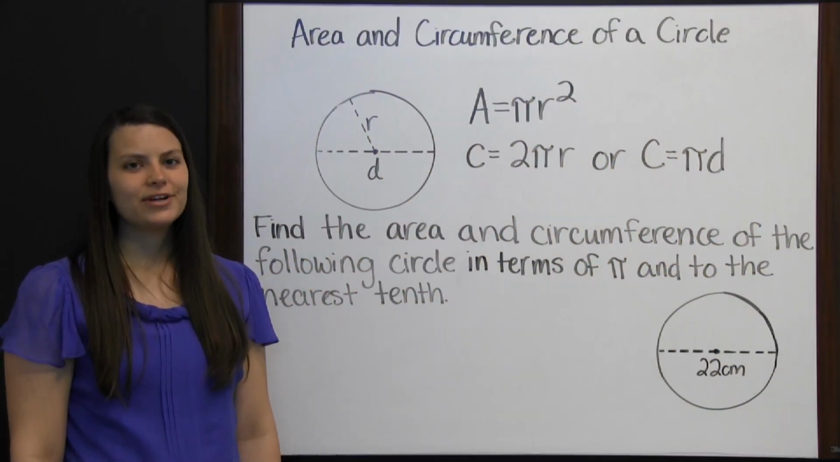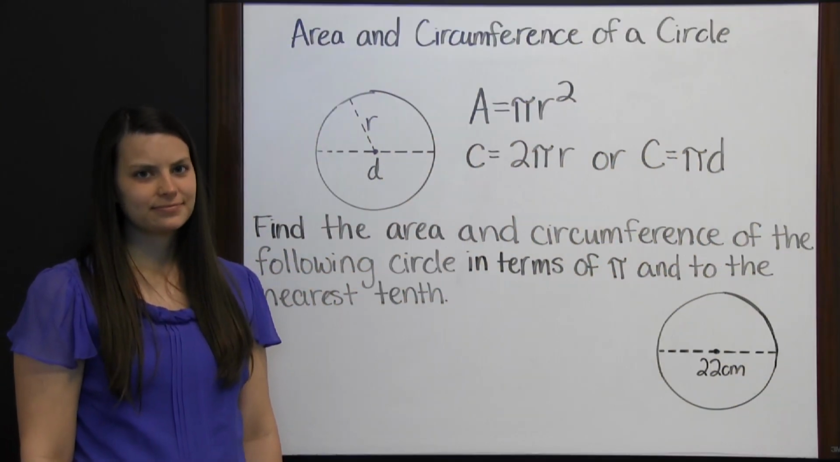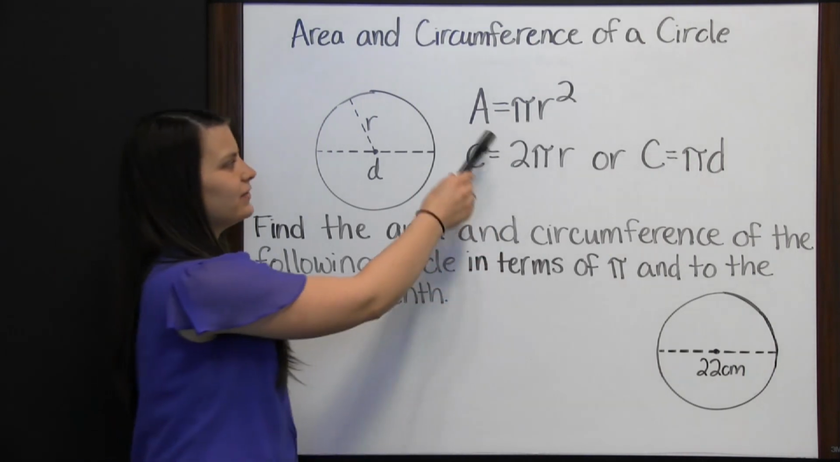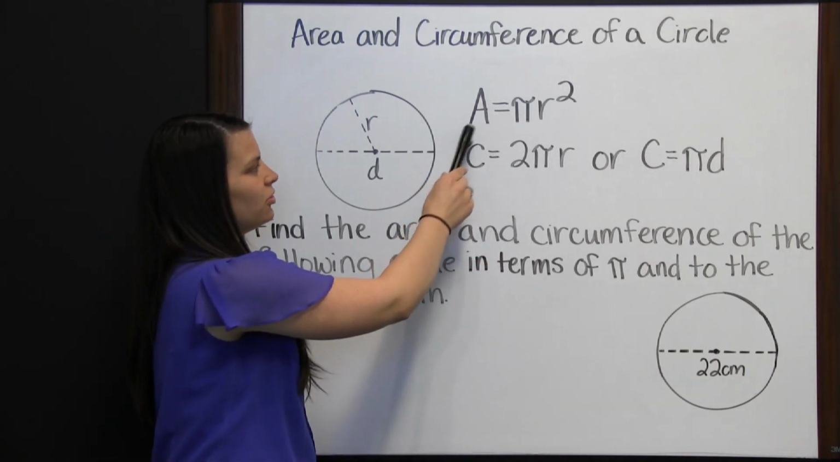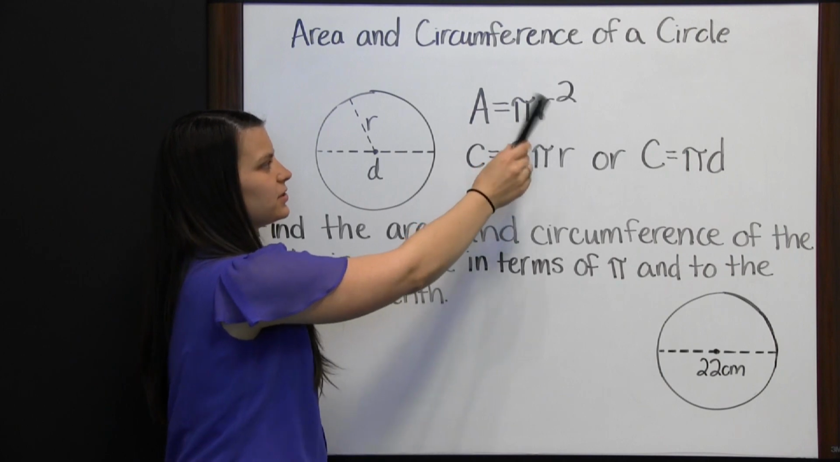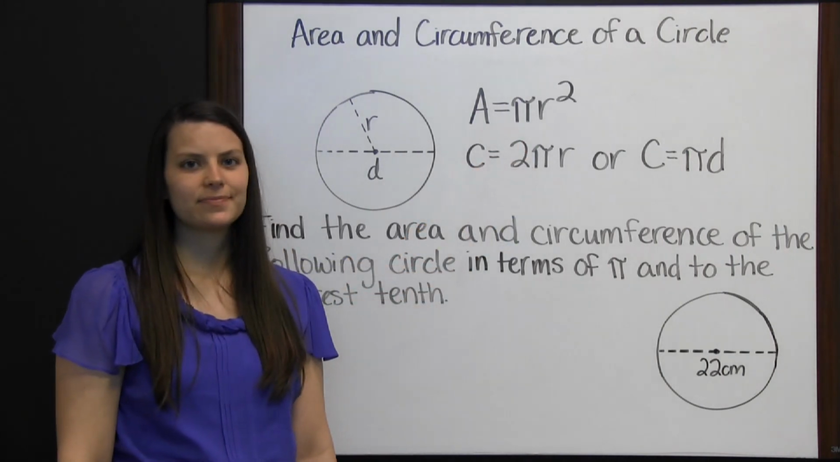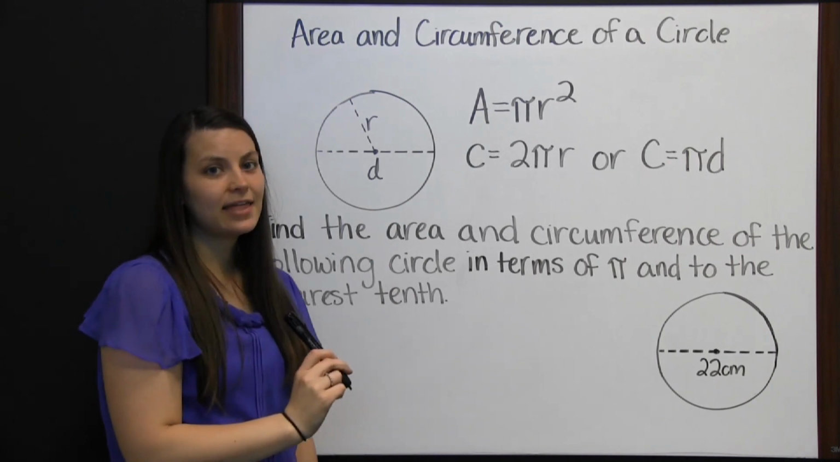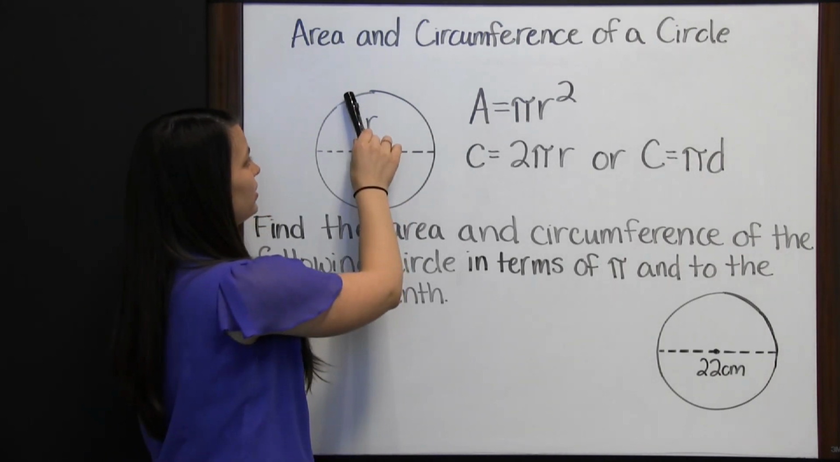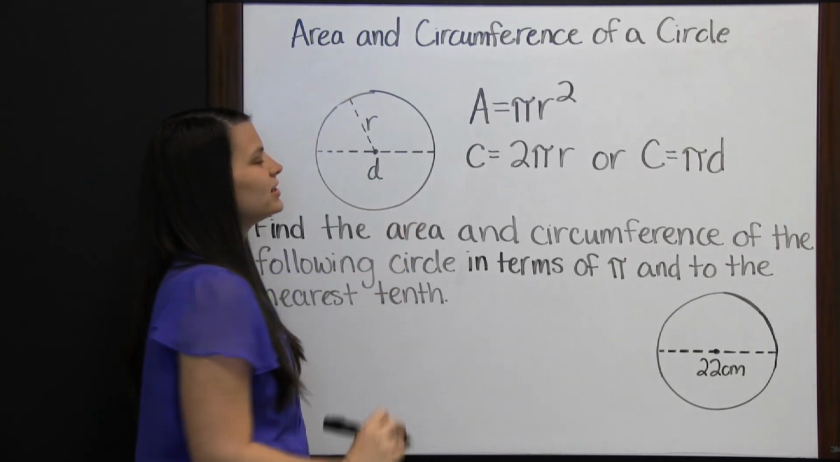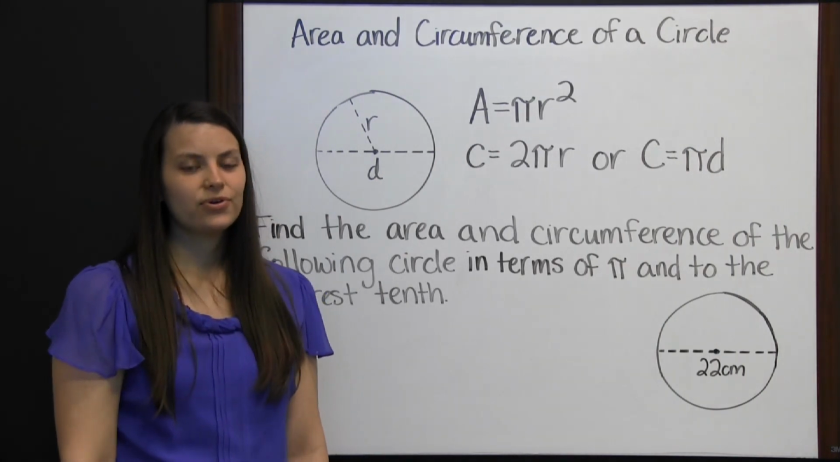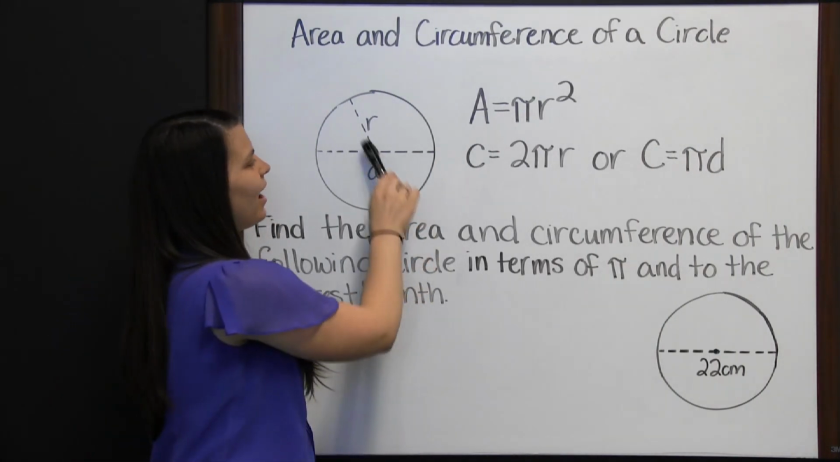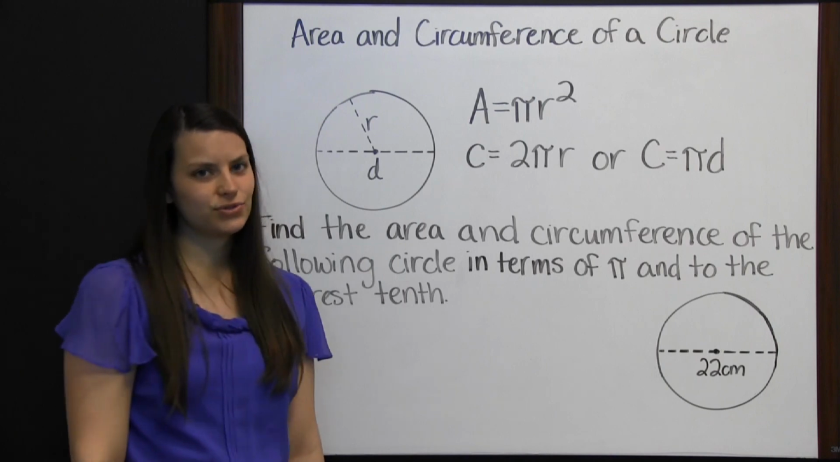Area and circumference of a circle. Area of a circle is found by multiplying pi times the radius squared. The radius of a circle is a segment that has its endpoints on the circle and on the center of the circle, or you can think of it like it goes halfway across the circle.